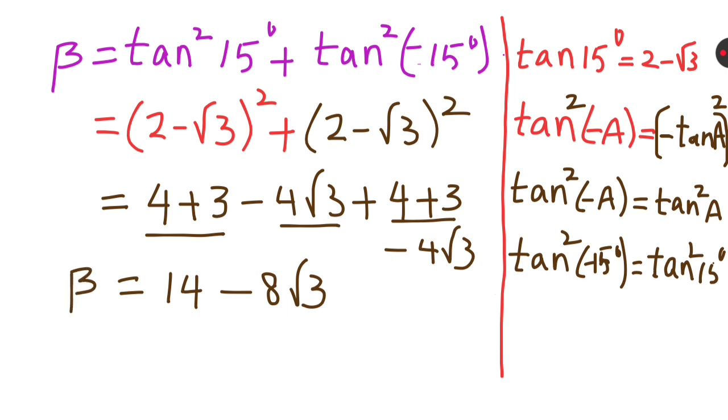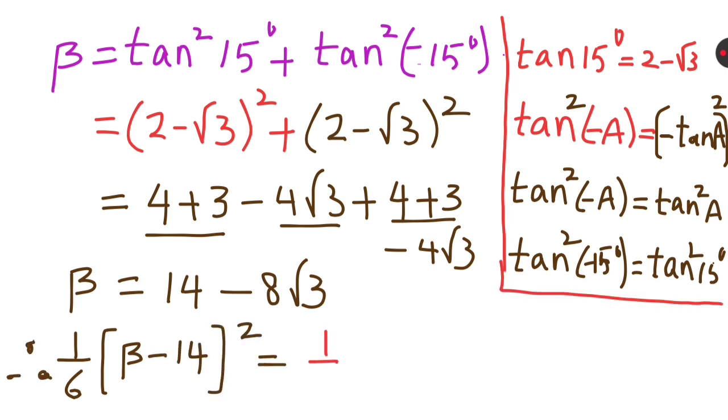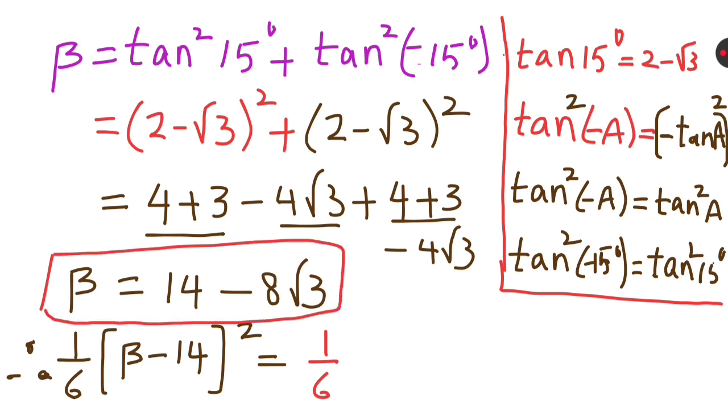Now we need to find 1 over 6 times beta minus 14 whole square. So 1 over 6. What is the beta value? The beta value is 14 minus 8 root 3. So let's write 14 minus 8 root 3. Still we have minus 14, so let's write minus 14 whole square. Here plus 14 minus 14 gets cancelled. So we are left with only minus 8 root 3 whole square. If you square minus 8 root 3, this minus turns into plus.